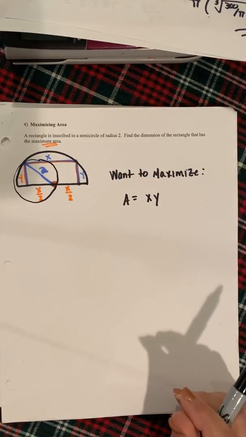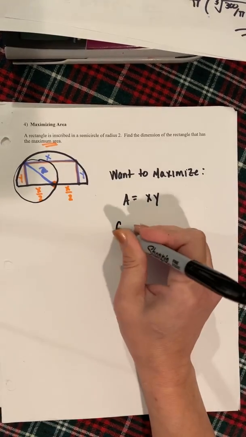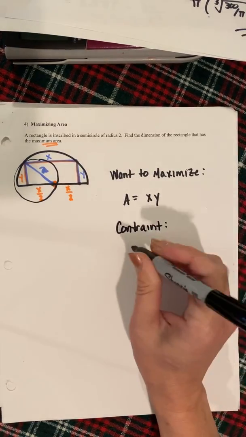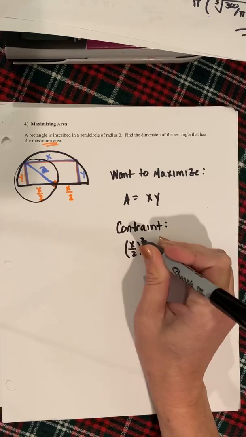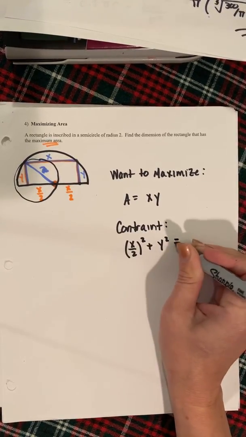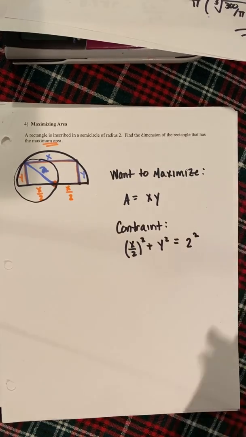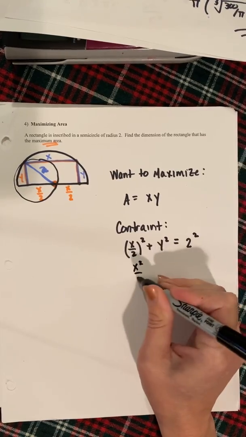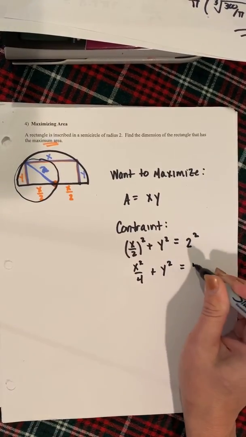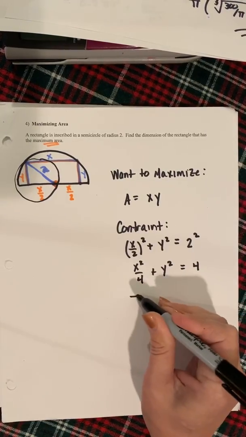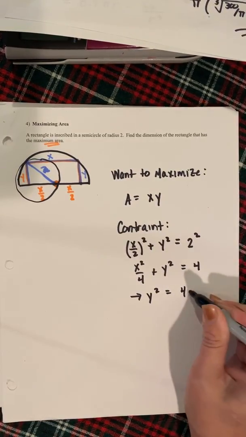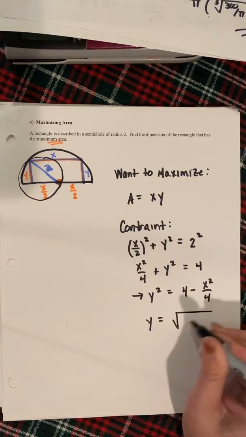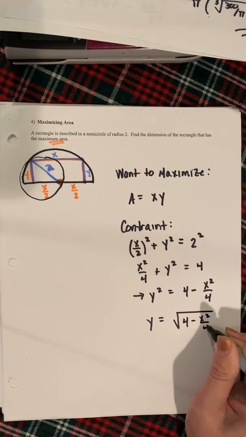If you notice, what we have here is a right triangle. So our constraint, because we're stuck inside a circle of radius 2, is x over 2 squared plus y squared equals 2 squared. So in other words, we have to solve for one of these. x squared over 4 plus y squared equals 4. I'm going to solve for y. y squared equals 4 minus x squared over 4. So y is equal to the square root of 4 minus x squared over 4.